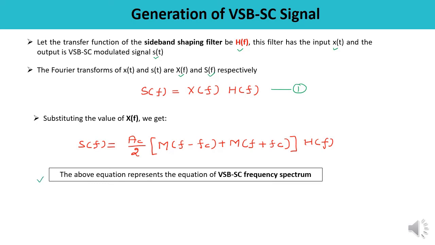This is what our requirement was, right? It means the output of the product modulator is processed through a sideband filter, and at the output we will get the vestigial sideband suppressed carrier frequency spectrum.